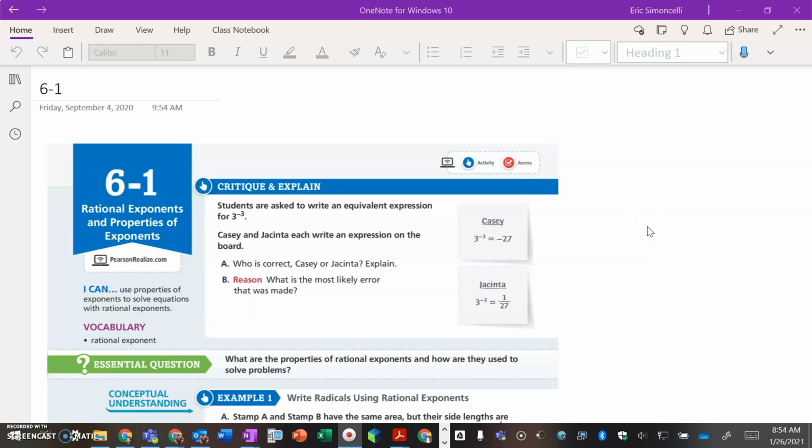Hello students, and welcome to section 6-1, Rational Exponents and Properties of Exponents.